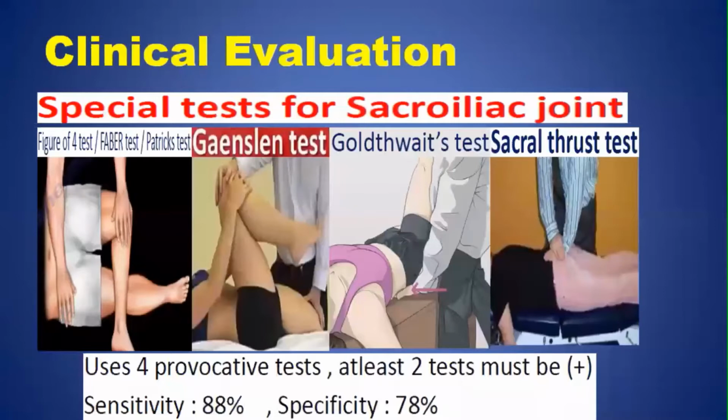There are certain specific tests available for sacroiliac joint pathology like the FABER test, figure of 4 test, Gaenslen test, and sacral thrust test, and 2 positive tests out of 4 will give you 88% sensitivity and 78% specificity.